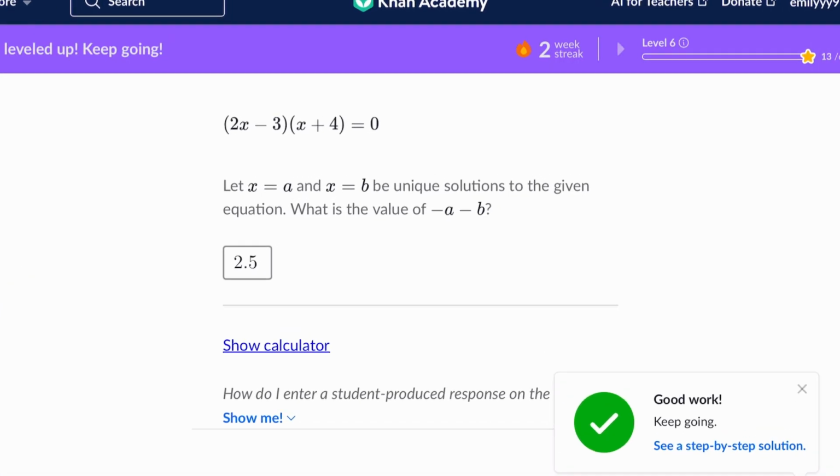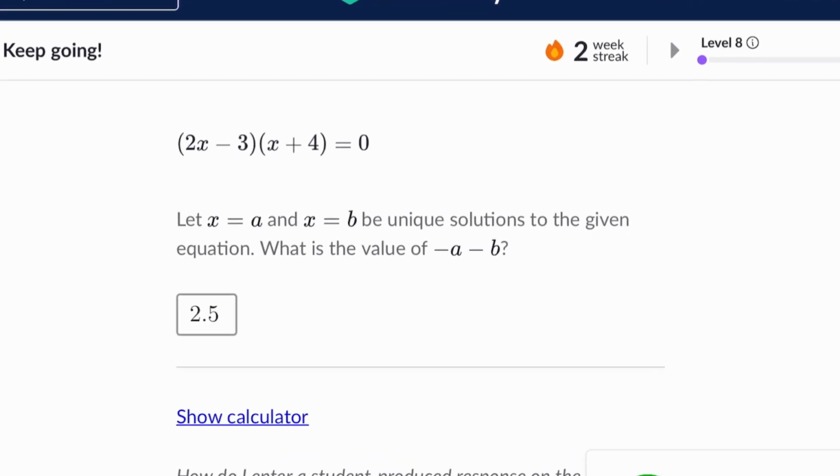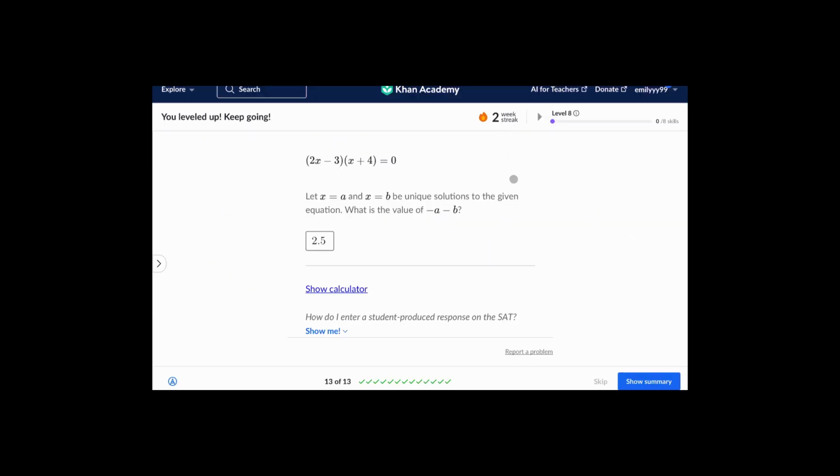Nice. I reached my 2-week streak, guys. Nice.